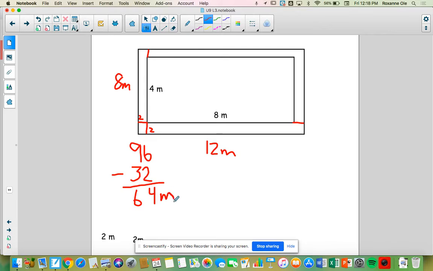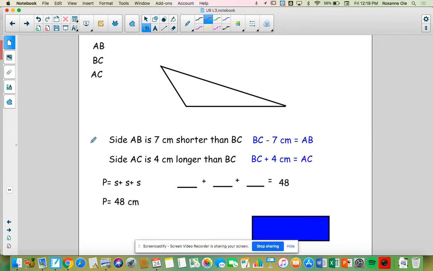So 64 meters squared would be the area of the deck. And as I said, I did not draw this to scale, but you get the idea. You're going to find the outer area, you're going to find the inner area, and you will subtract to find your answer. Now, our last question is the trickiest one of all.